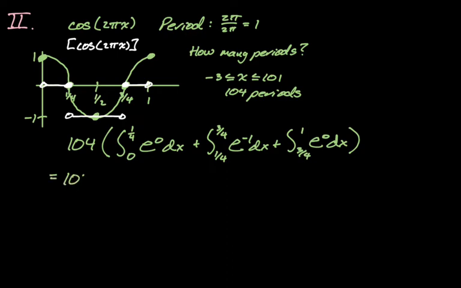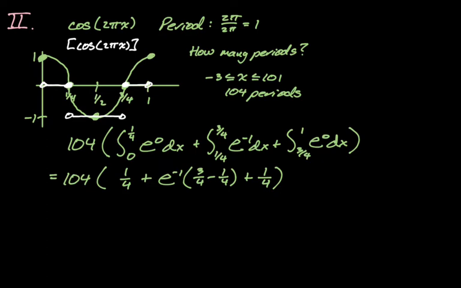So the first one, e to the 0 is 1, so you just get 1/4 minus 0, and then times 1, so you just get 1/4. And then for the next one, you get e to the negative first, basically times x, and then you have 3/4 minus 1/4, which is 2/4 or 1/2, so we get 1/2 e to the negative first. And then the last one is basically the same as the first part, really. So we're going from 3/4 to 1 of 1, so that's just going to be 1/4.